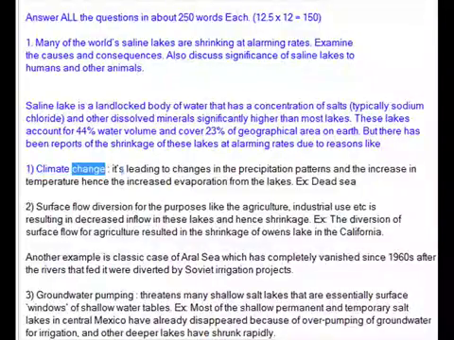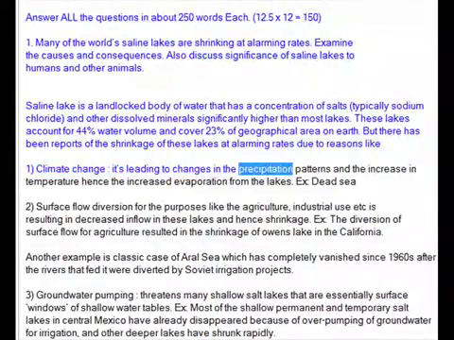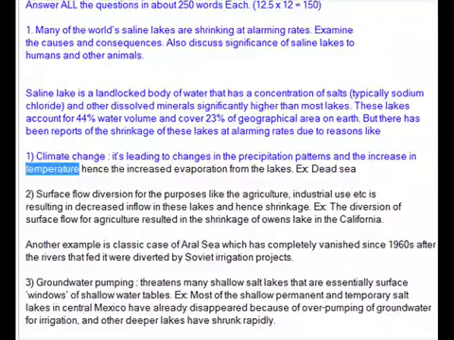1. Climate change. It is leading to changes in the precipitation patterns, and the increase in temperature tends to increase evaporation from the lakes. E.g., Dead Sea.